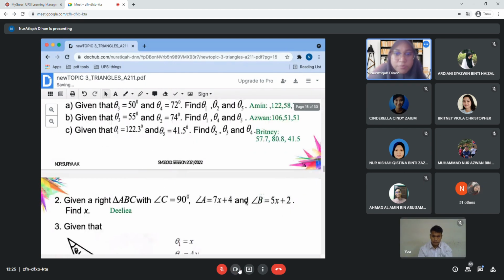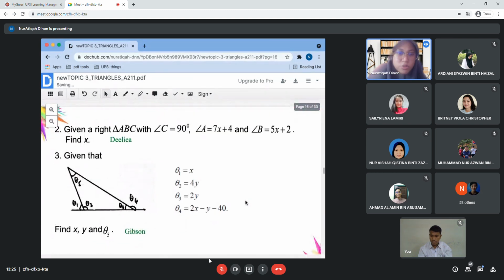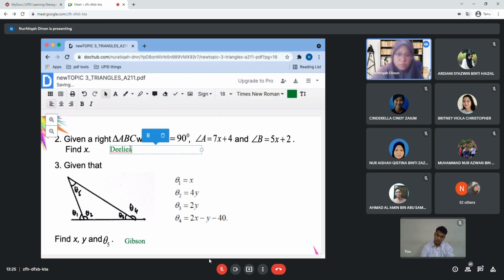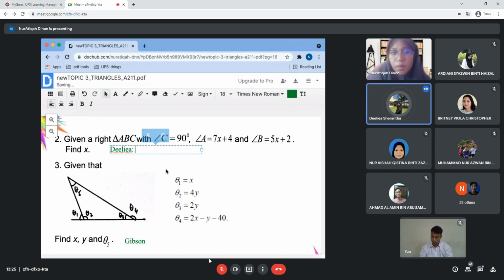Okay, question number 2. Given a right triangle ABC with C equals to 90 degrees, given the angle A and B here, need to find the value of x. Okay, Delia, can you share your answer, please? X is equal to 7. X equal to 7. Okay, thank you.